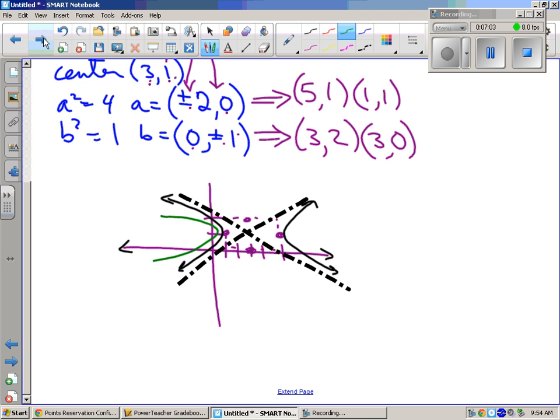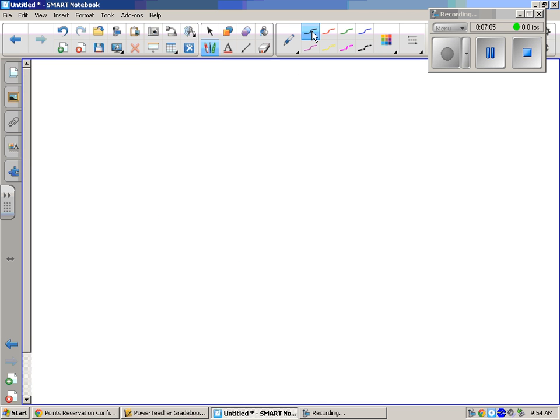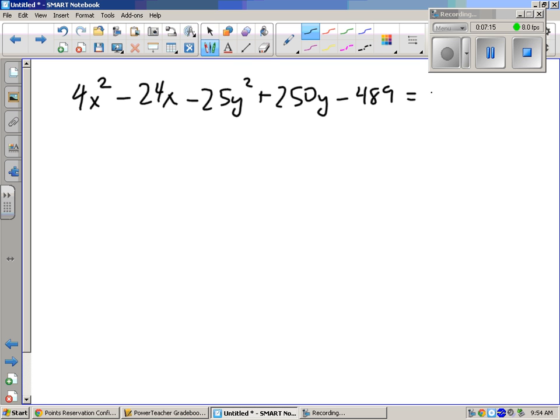Now, what if we are in the other form, the already foiled out form? Let's try that. 250y minus 489. Okay, so this is in general form. We need to get it in the parentheses form. This is where we need to complete the square. Okay, now we've done this before, but we got to remember a few things.